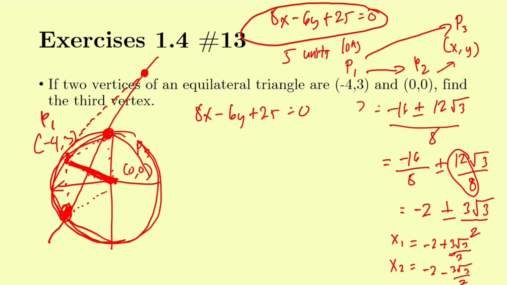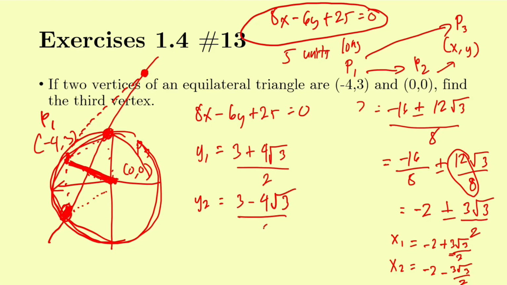Replace x with x sub 1 and then solve for y. And then replace x with x sub 2 and then solve for y. So you will also end up with two values of y. Since you will be able to solve that quickly using a calculator or manually, we will simply write the answer of 3 plus 4 square root of 3 all over 2 for y sub 1. And for y sub 2, it's 3 minus 4 square root of 3 all over 2.